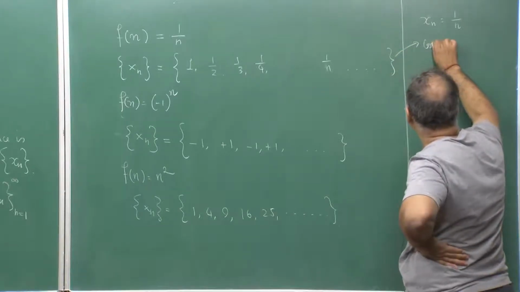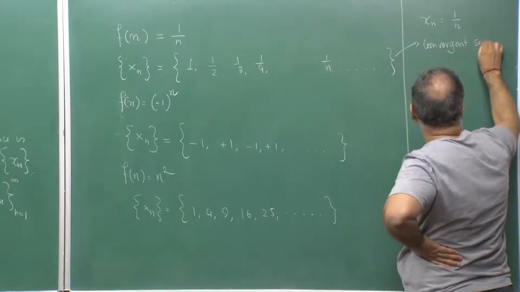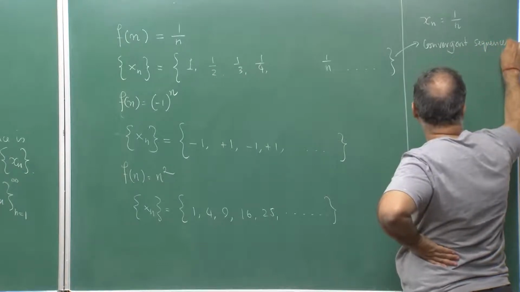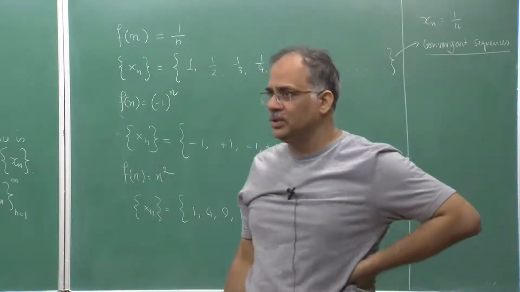So, 0 is a lower bound of this. In fact, you can show that 0 is the infimum. Now, you see the values are going down and down, and it goes towards 0. This kind of sequence is called a convergent sequence.